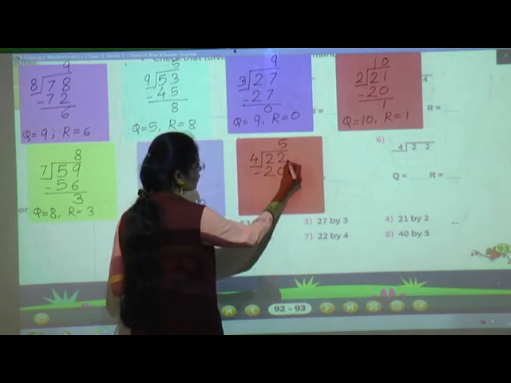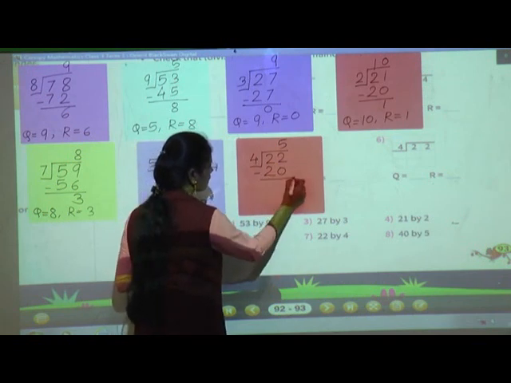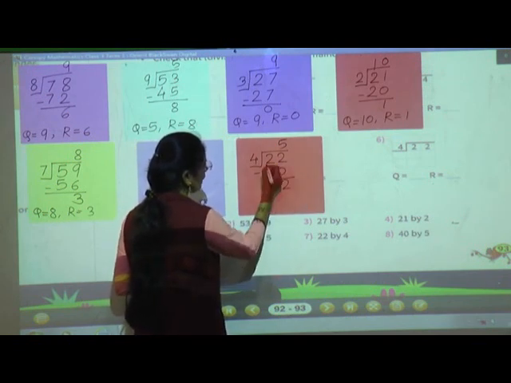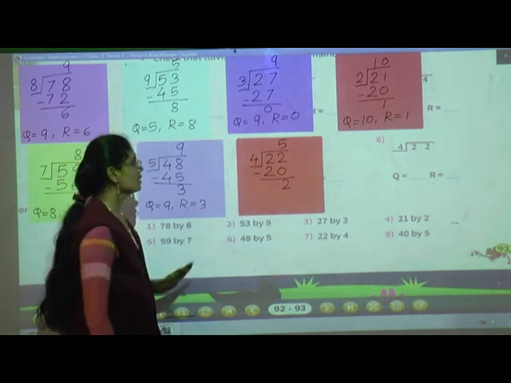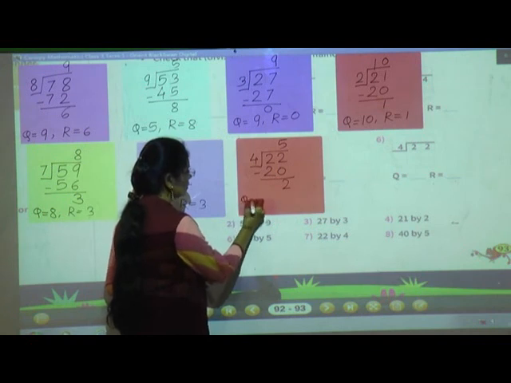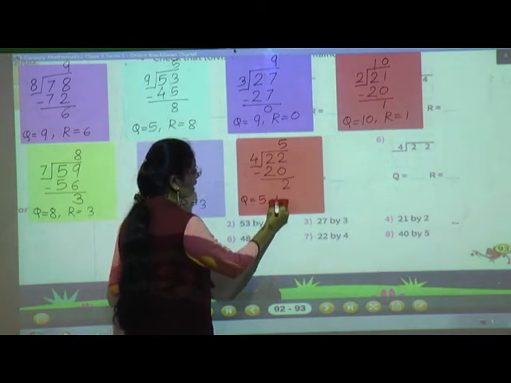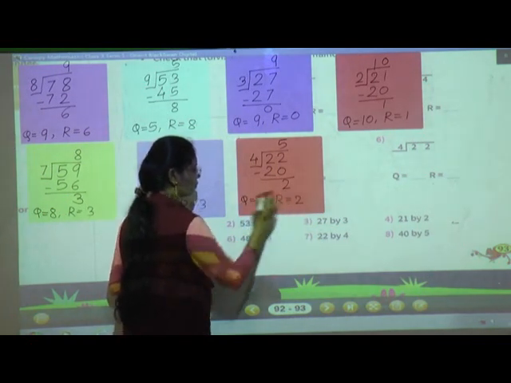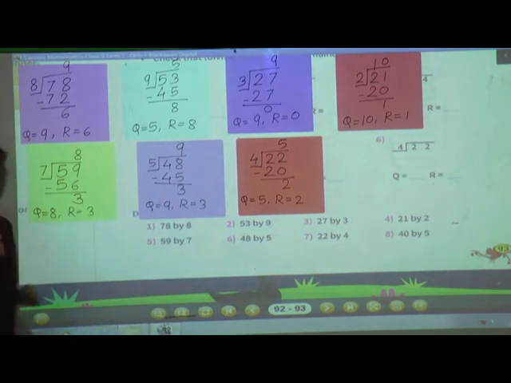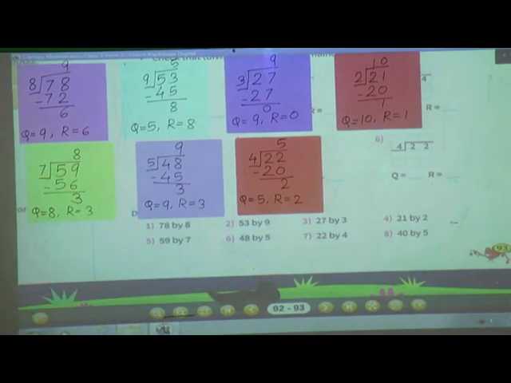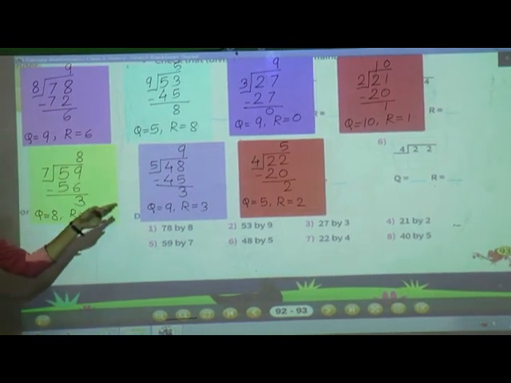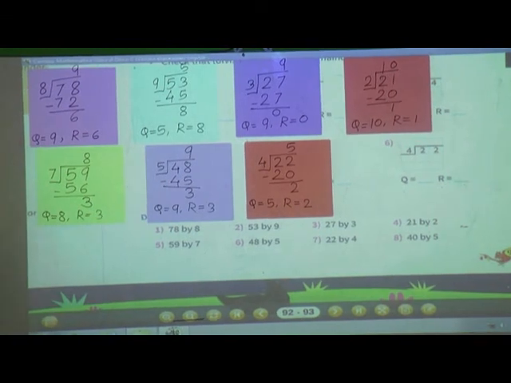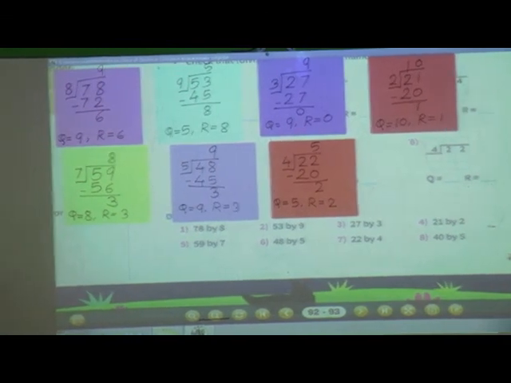Now do the subtraction. 22 minus 20. 2 minus 0, 2 and 2 minus 2, 0. So in this example, what is the quotient? Yes, quotient is equal to 5 and remainder is equal to 2. Okay. Now students, in the D question, there were 8 sums, and out of that, today we have taken all 7 sums. Only the last example is remaining that you have to solve on your own.